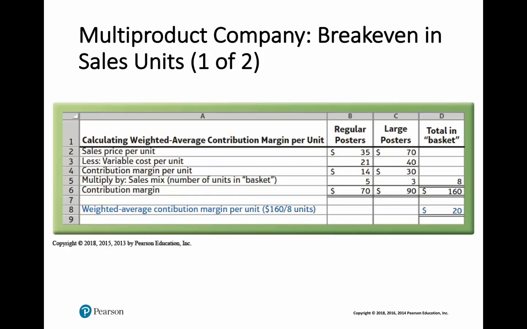So of our total basket, that D column, we have 8 posters for a total of $160 contribution margin. So our weighted average contribution margin for our sales mix is $20 per poster. That's what we're going to use to calculate our break even.